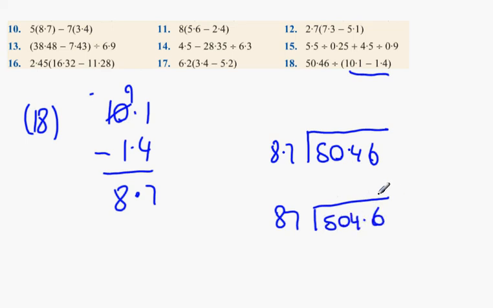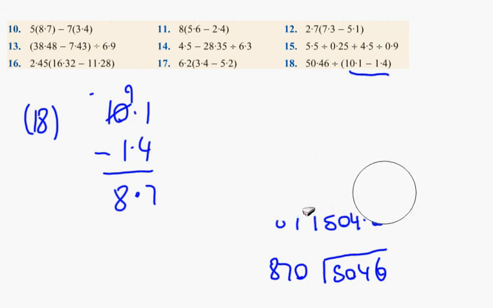504.6 multiplied by another 10 if you want. 870 into 5046. Yes, Sean. Multiplied by 10? Yeah, but I'm just explaining the shift. I would do it right away, but I need to explain that.